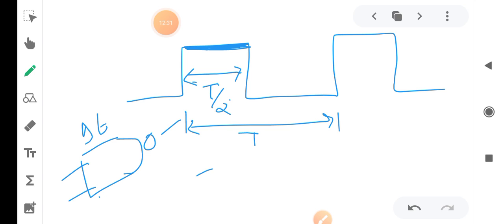So T/2 is lesser than Δt, that is the propagation delay of the flip-flop. T/2 should be lesser than the propagation delay.